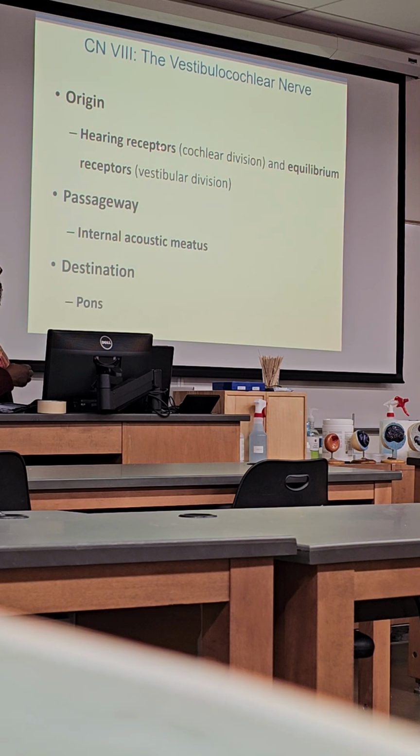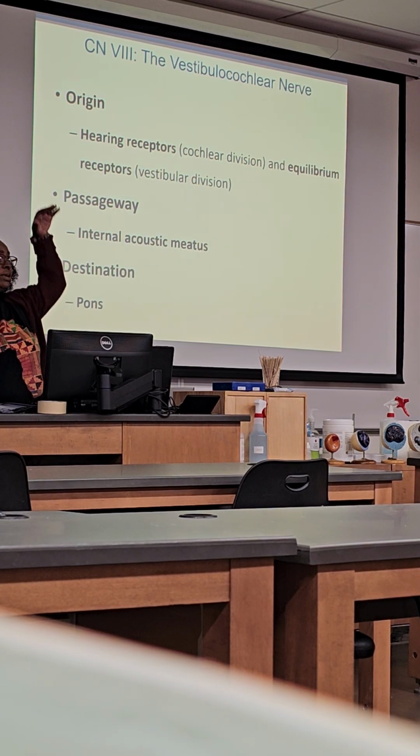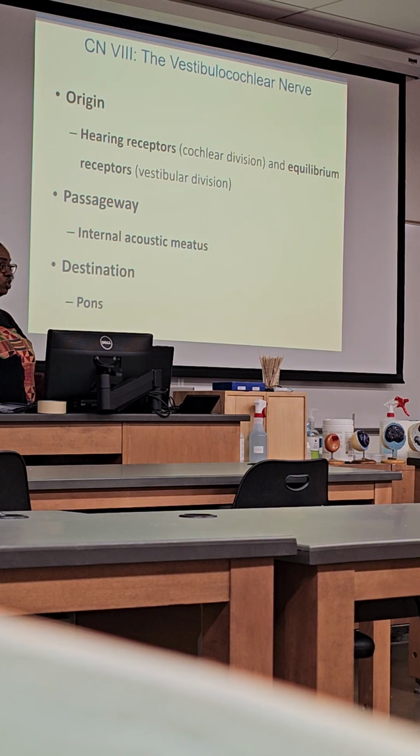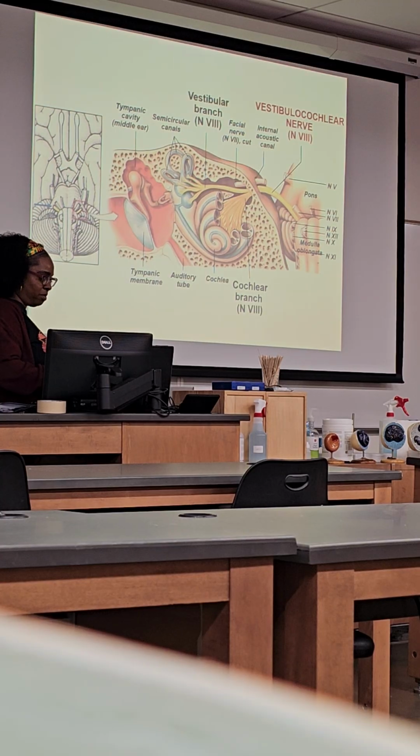Okay? So the hearing receptors are there, they're going to bring in information, and then the branches that are more equilibrium, those receptors picking up. These are the receptors that pick up if we're going up and down in an elevator, okay, if we're spinning. So we're picking up all that information. They pass through that internal acoustic meatus and head to the pons, bringing in all that sensory information.